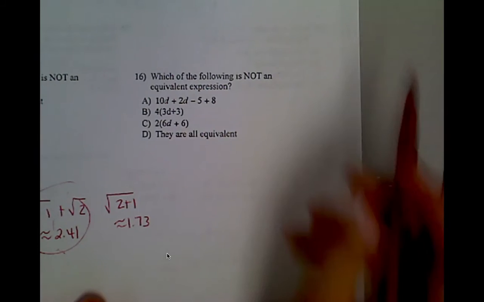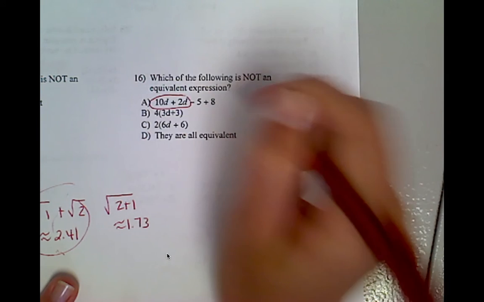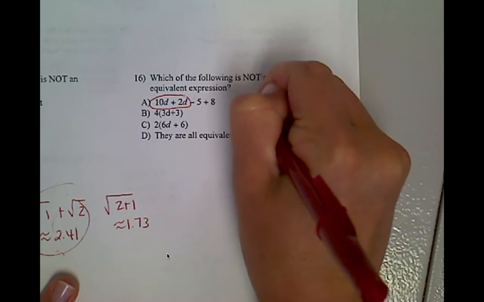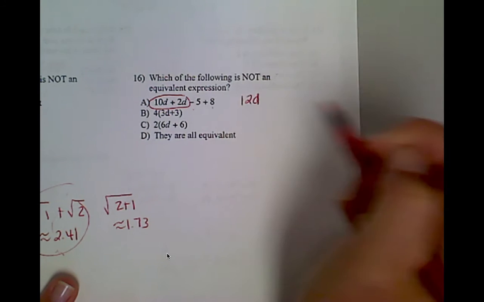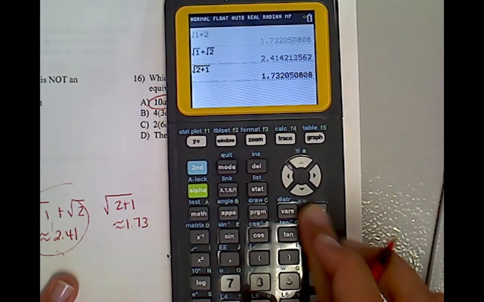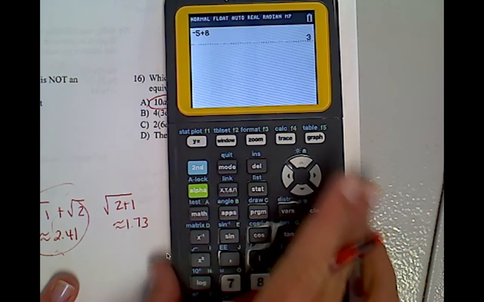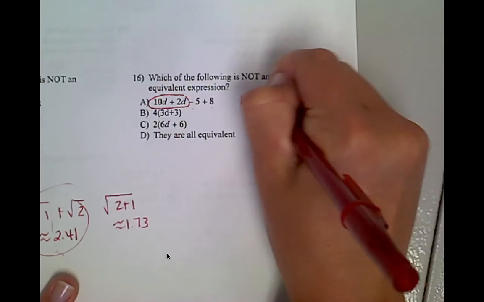Okay, which of the following is not an equivalent expression? If I'm looking at this, I got 10d plus 2d. Well, they're like terms, so 10 plus 2 is going to give me 12d. And negative 5 plus 8, well, I don't know, so I'm going to check it. Negative 5 plus 8 is going to give me a positive 3. So I do plus 3.